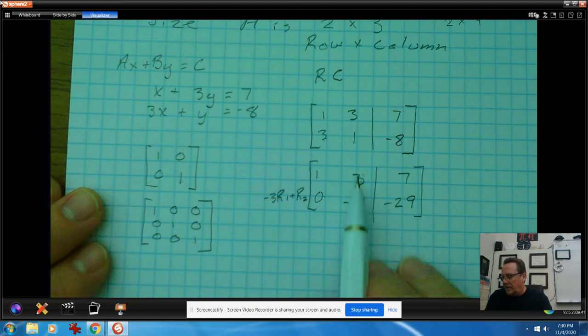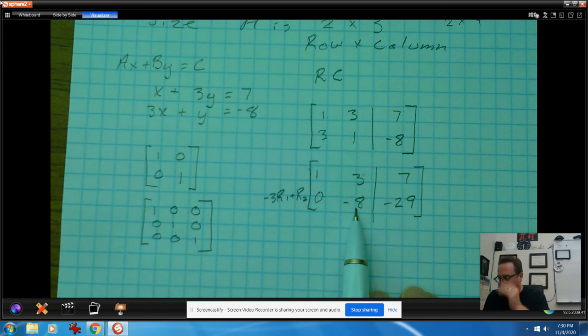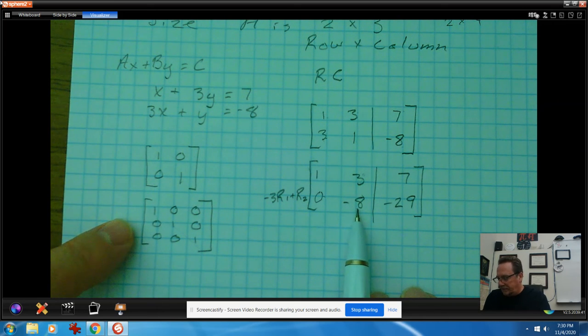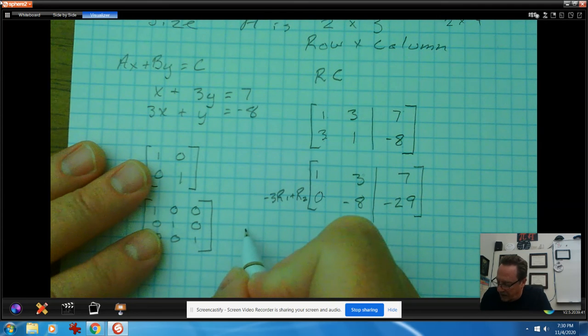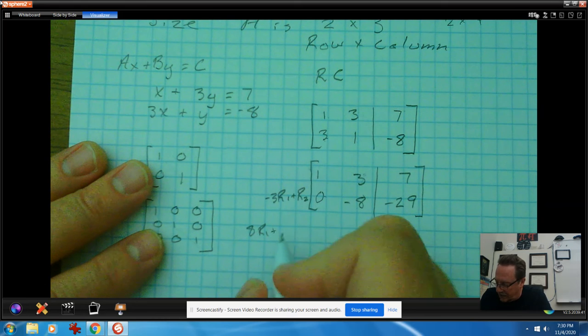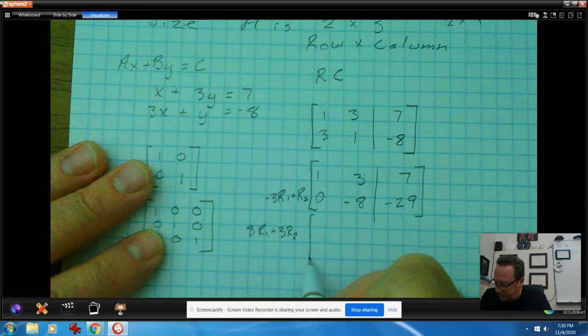So how do I do row operations to get a 0 there? Well, I've got a -8. So I suppose I could multiply this times 8, right? And this one times 3, and add them together. So I'm going to write that down. I'm going to say, okay, I'm going to do 8 times row 1 and add that to 3 times row 2. Okay?